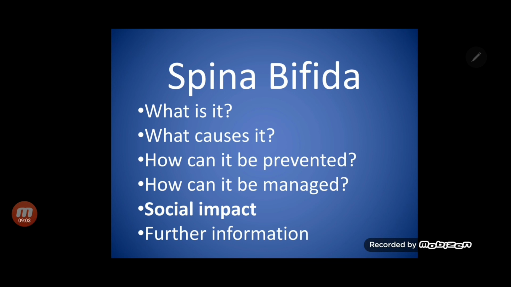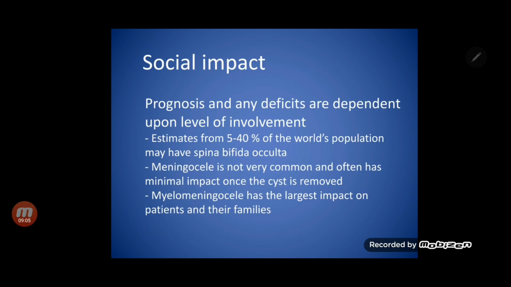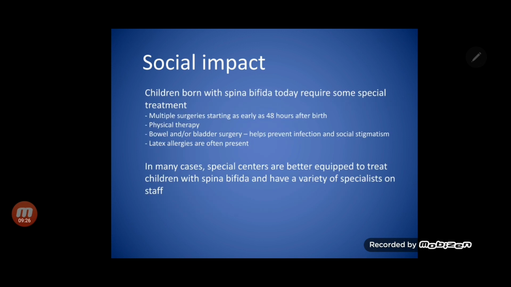What's the social impact of spina bifida? The prognosis and any deficit depend upon the level of involvement. It's estimated that 5 to 40% of the world's population may have spina bifida occulta. Myelomeningocele, however, is not very common, and the meningocele often has a minimal impact once the cyst is removed. Myelomeningocele has the largest impact on the patients and their families.